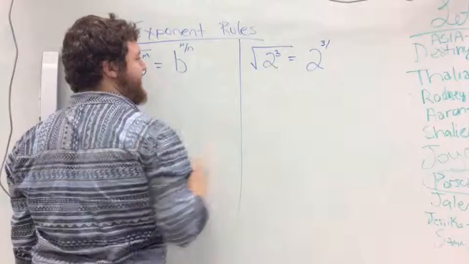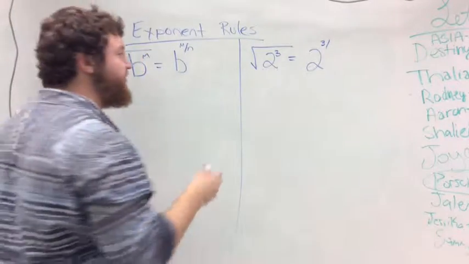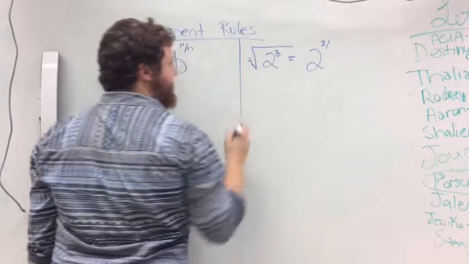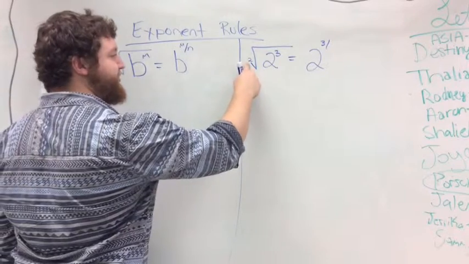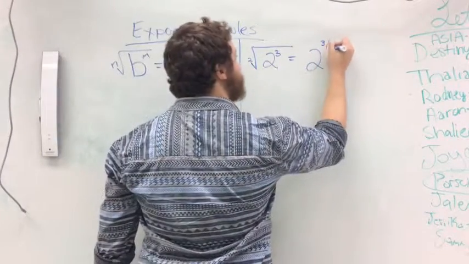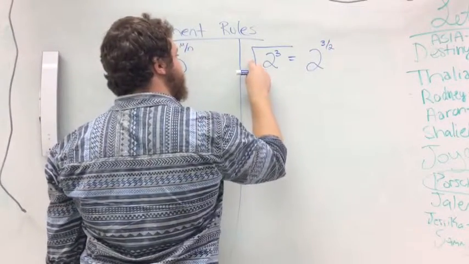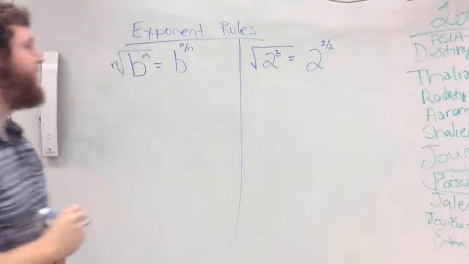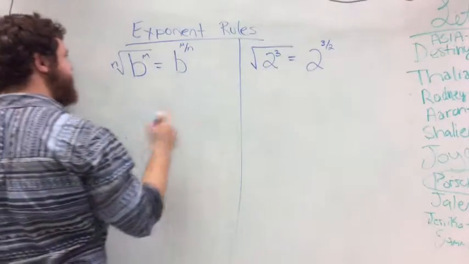What is here in a radical? If it's a square root, you're finding the second root of something. So if there's nothing there, that's a 2. So this is a 3 over 2. I'm going to erase that. But you need to remember there's a 2 there, even when there's nothing written. Now let's do it the other way.